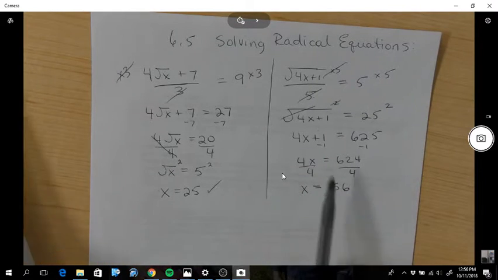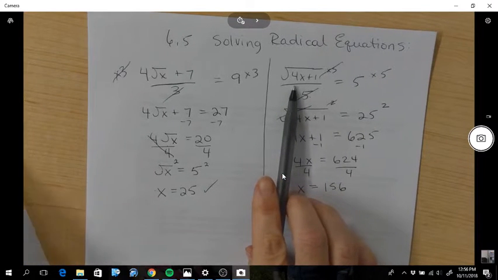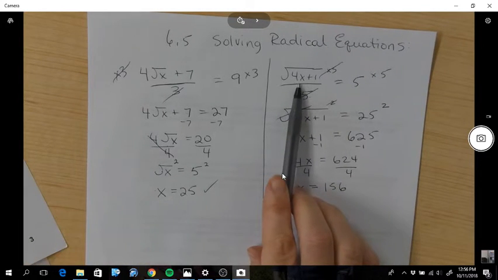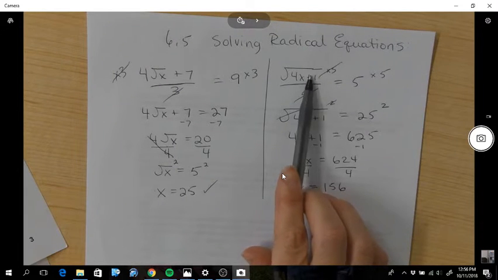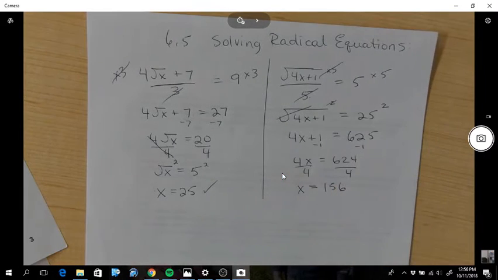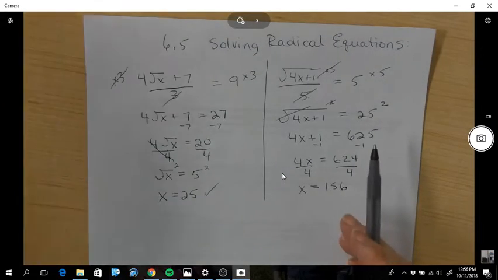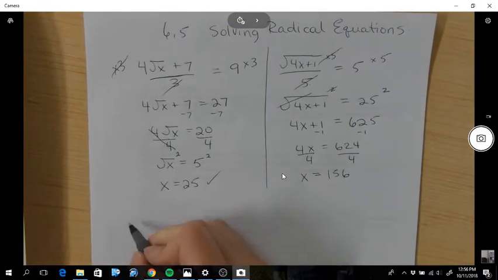Okay, check your answer when you're done. 4 times 156 is 624 plus 1, 625. The square root of that is 25. 25 divided by 5 is 5. Works. Okay, let's check out another one.